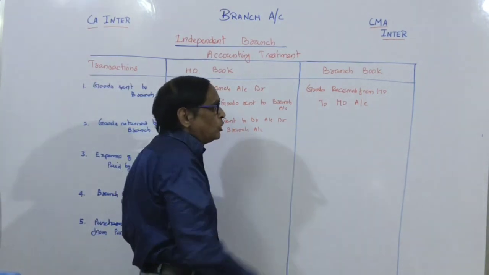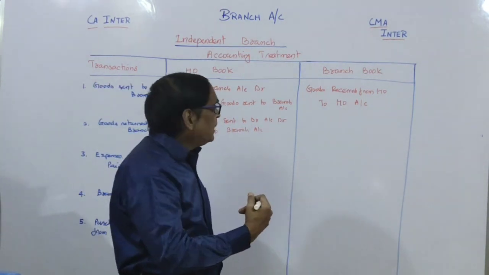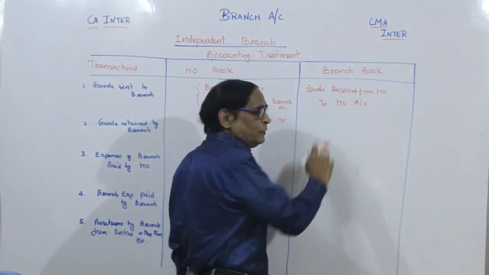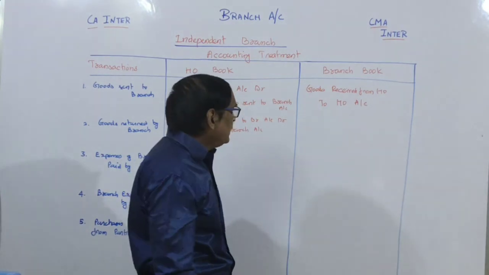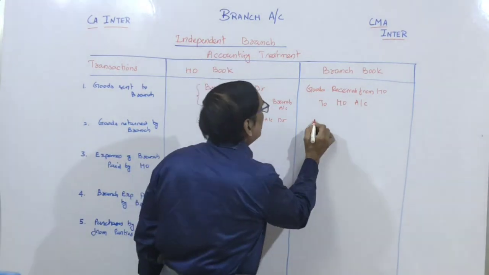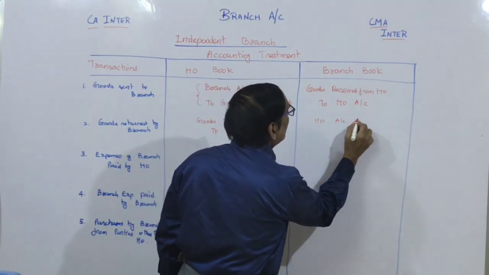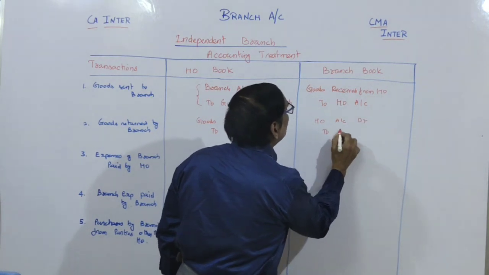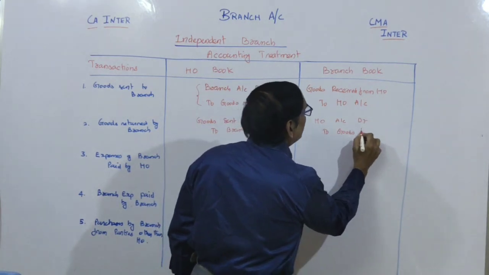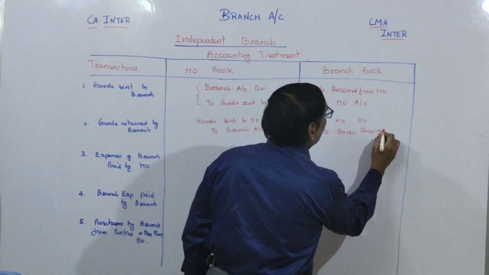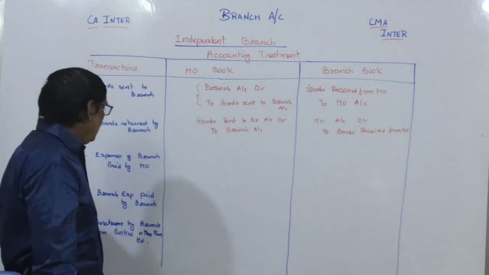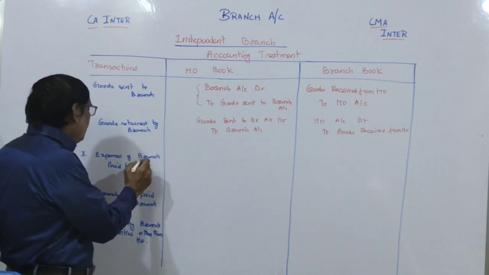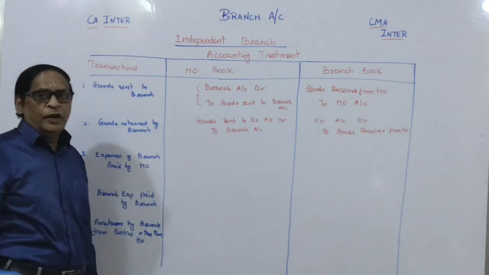Likewise, in branch books also, while we are receiving goods from the head office, it is goods received from head office to head office account. If we are returning some goods to the head office, the journal entry will be reversed. So head office account debtor to goods received from head office. Clear?